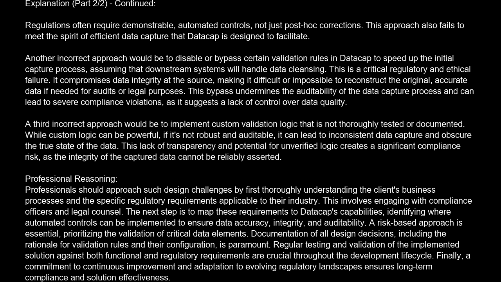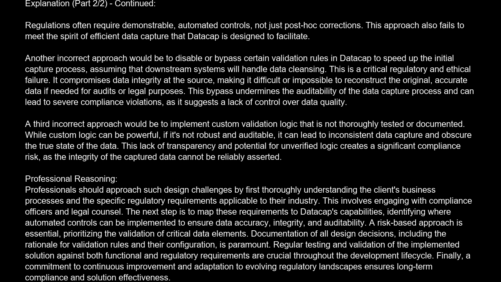Professional reasoning. Professionals should approach such design challenges by first thoroughly understanding the client's business processes and the specific regulatory requirements applicable to their industry. This involves engaging with compliance officers and legal counsel. The next step is to map these requirements to Datacap's capabilities, identifying where automated controls can be implemented to ensure data accuracy, integrity, and auditability. A risk-based approach is essential, prioritizing the validation of critical data elements.